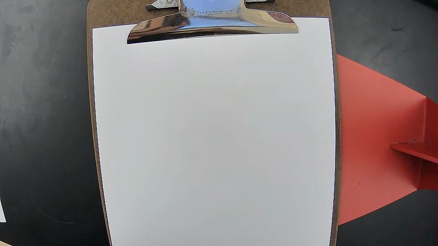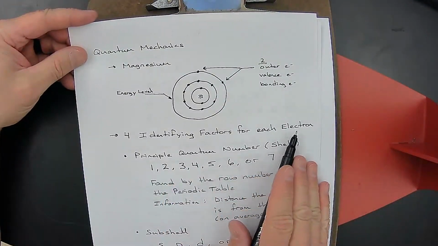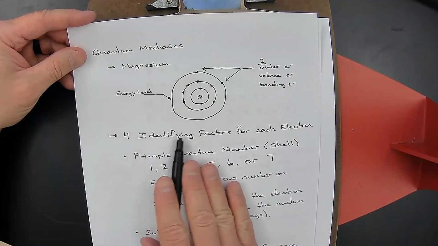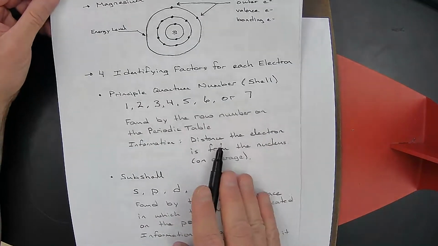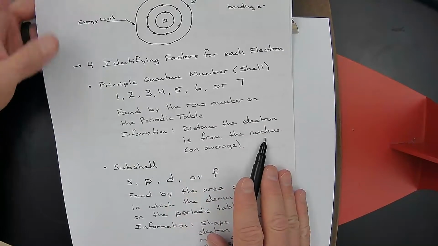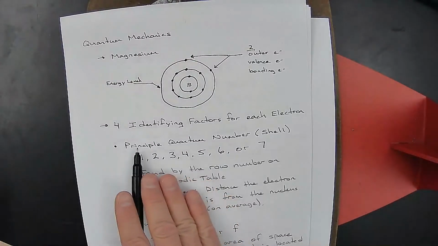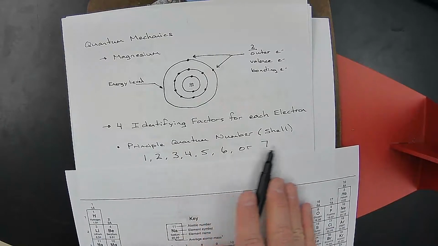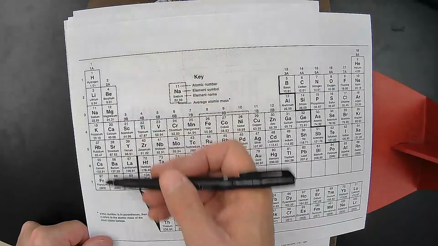In this video, we're going to continue with studying quantum mechanics and the 4 identifying factors of each electron within an atom. Last time we talked about those 4 identifying factors as being first the principal quantum number, giving us an idea of the distance of the electrons from the nucleus. The second identifying factor, the subshell, and before moving from the principal quantum number or the shell, we have 7 different options, and that comes from the row on the periodic table, the 7 rows.